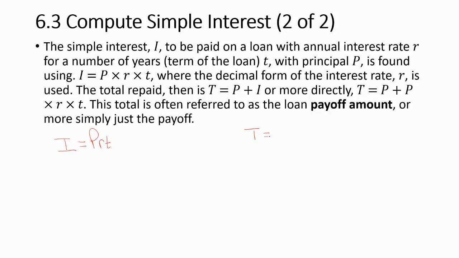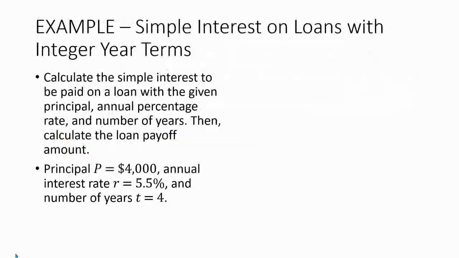The total amount of money that is owed for the loan is always going to be T equals the principal plus your interest. Okay. Sometimes you will hear it called the payoff amount. Sometimes just payoff, sometimes total. Right? The total amount or the payoff amount that we owe on our due date is principal plus interest. So let's go do an example or two.